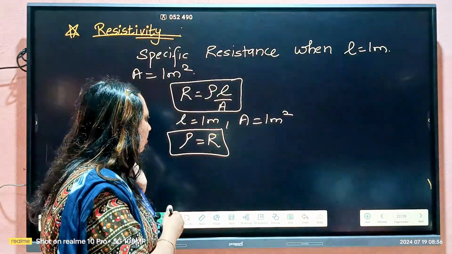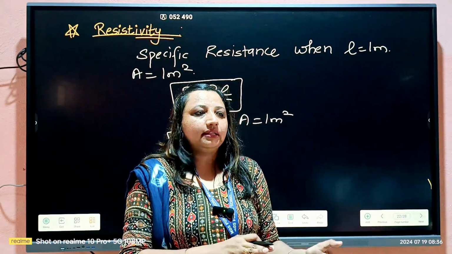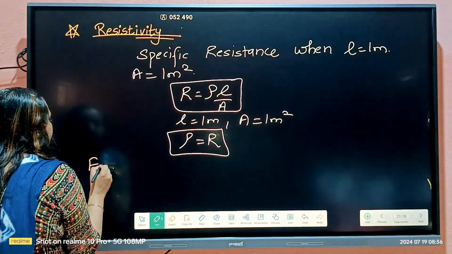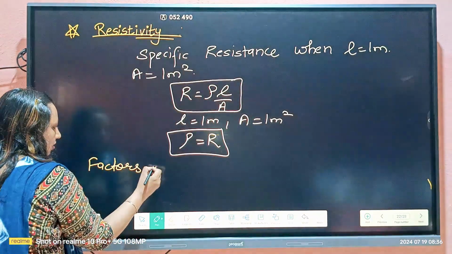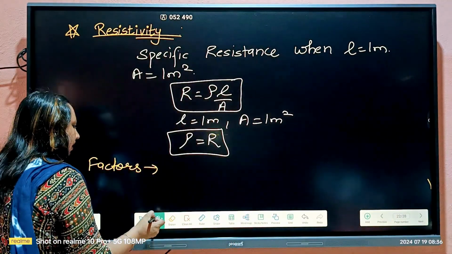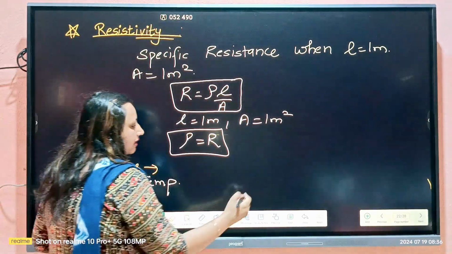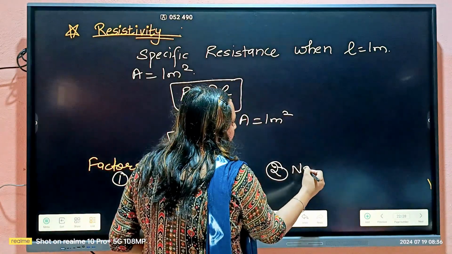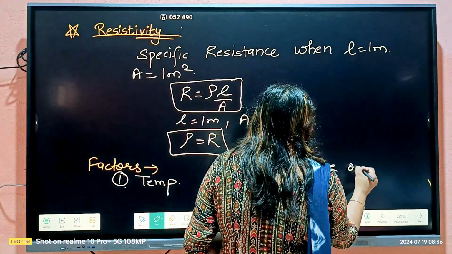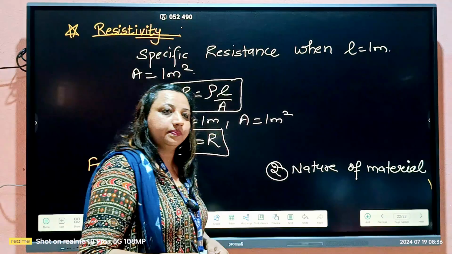And on which factors does it depend? Resistivity doesn't depend on the length and area. So on which factors does it depend? The factors which affect the resistivity of conductors. We only talk about conductors here. So what are those factors? Number one is temperature, and the second one is nature of the material.